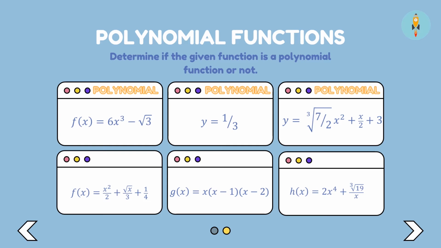Polynomial. This is a quadratic function, a polynomial function of degree 2. Not a polynomial. Remember that square root of x is equal to x raised to 1/2, where x has a fraction exponent. Polynomial. Expanding this is equal to x cubed minus 3x squared plus 2x, which is a cubic function. Not a polynomial. Remember that cube root of 19 over x is equal to cube root of 19x raised to negative 1, where x has a negative exponent.